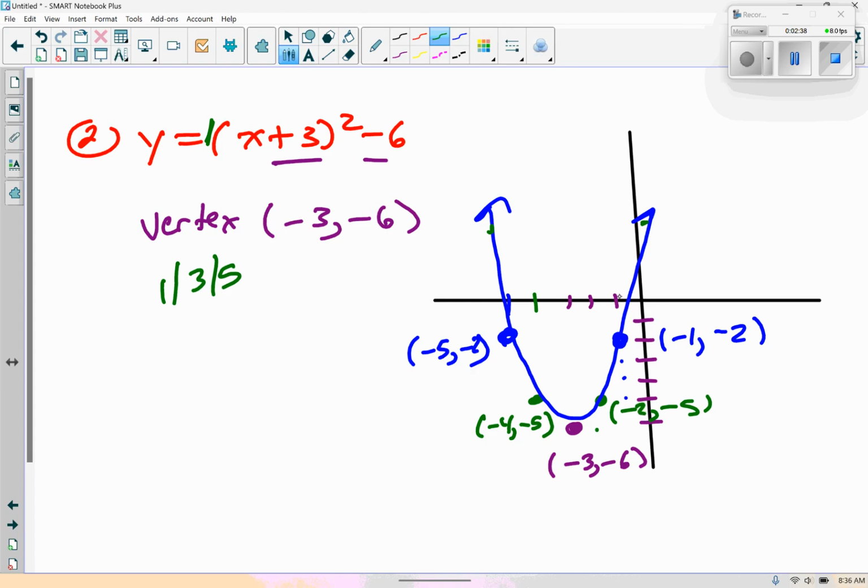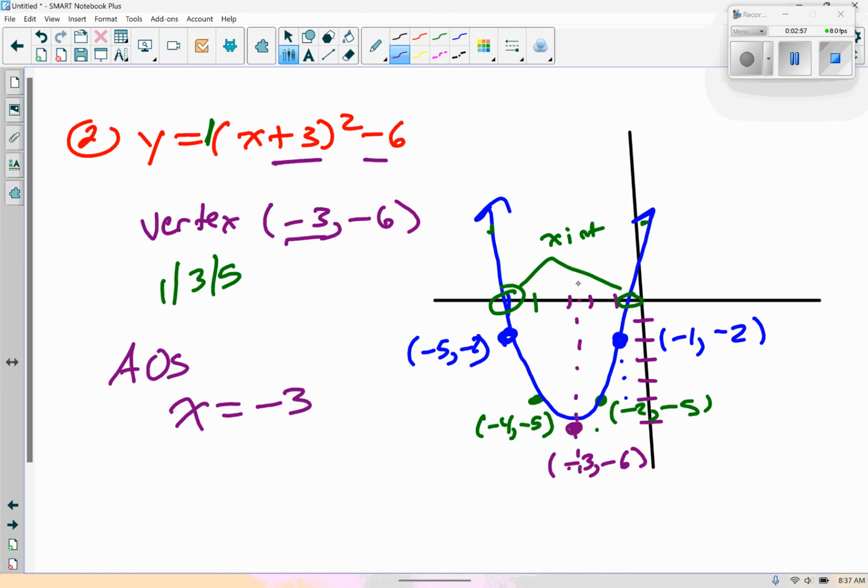Things that we can see are the x-intercepts. Those are my x-intercepts. I don't know the exact point because our dots didn't fall right on it. Our axis of symmetry, we'll call AOS, is going to be x equals the x component of the vertex. So that was this vertical line right here.